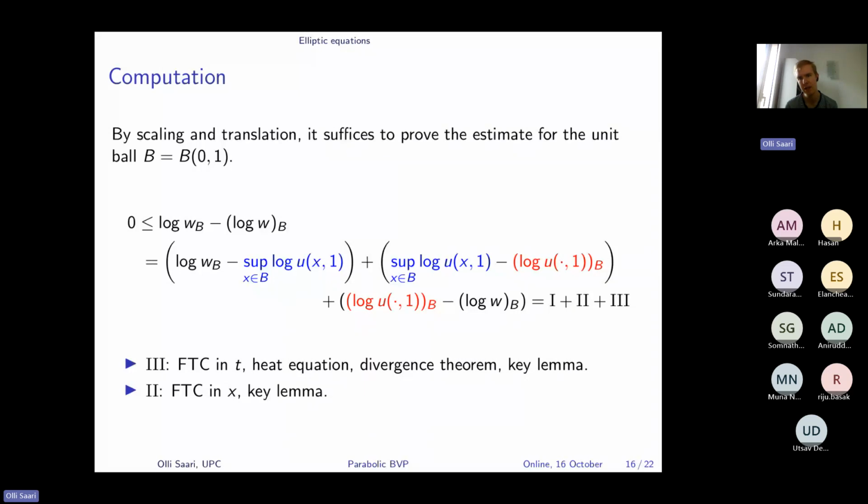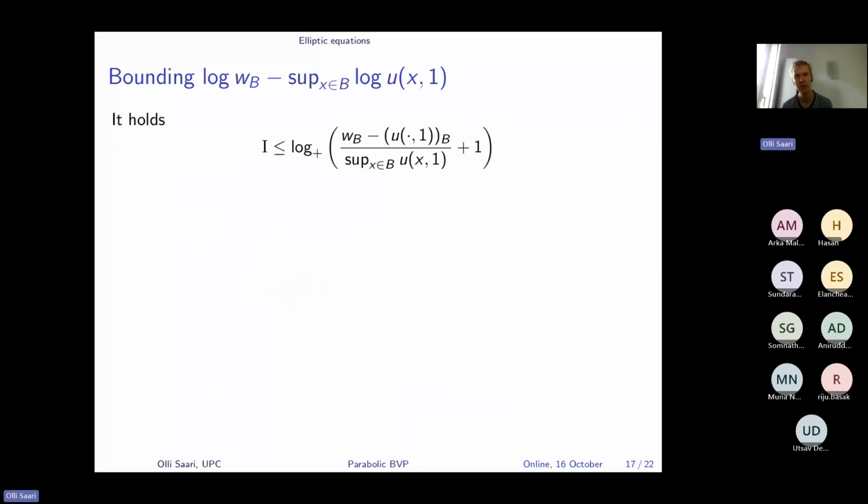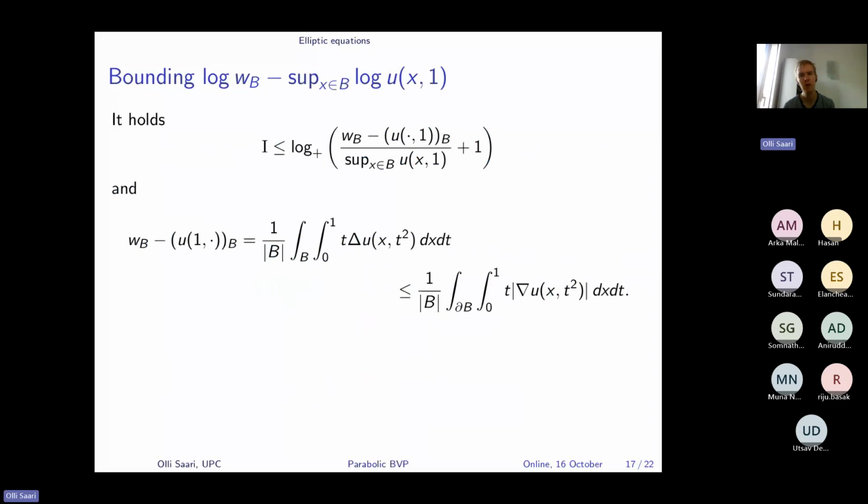The second term is even easier because there we can do just fundamental theorem of calculus in the x variable. This is just laterally at height 1. So there we can get line integrals, and inside the line integral, we just use the key lemma to bound pointwisely the quantity. And then we are left with the last term, which is slightly more complicated, but not much. And here we just add and subtract the supremum. We bound the supremum from below by mean value. Then we do again a similar computation.